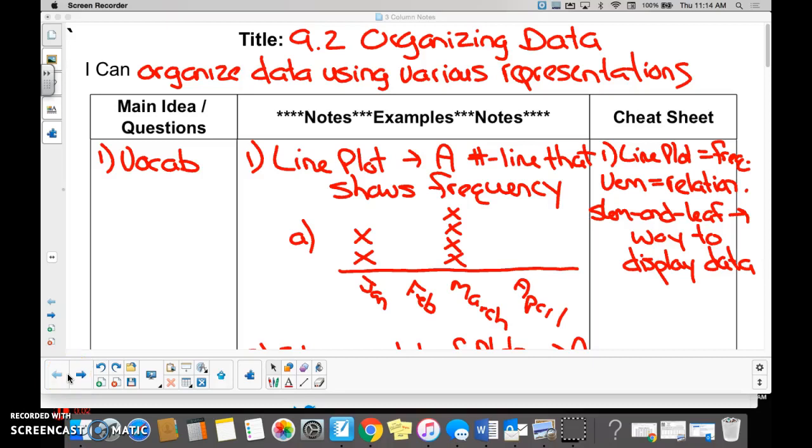9-2, organizing data. I can organize data using various representations. Nice work, Deline. Do you guys feel comfortable in organizing your data using line plots, Venn diagrams, stem and leaf plots, and back-to-back stem and leaf plots? Yes. All right, so your definitions are right here.